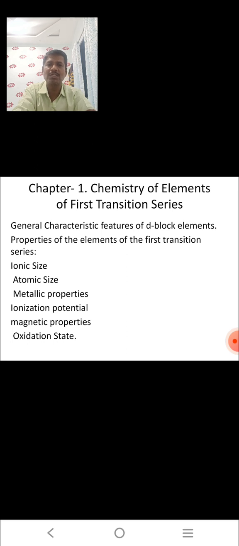What are the oxidation states of the molecule, which is a stable oxidation state, which is a common oxidation state of the first transition series elements, and particularly what are the minimum and maximum oxidation states of all 10 elements present in the first transition series of the d-block elements? Okay, so this is the first chapter.